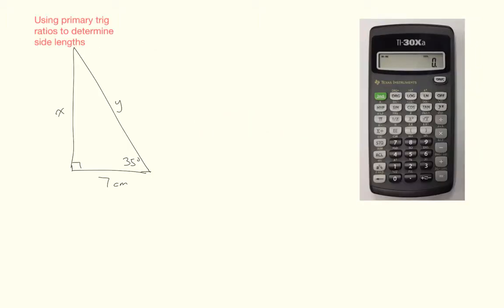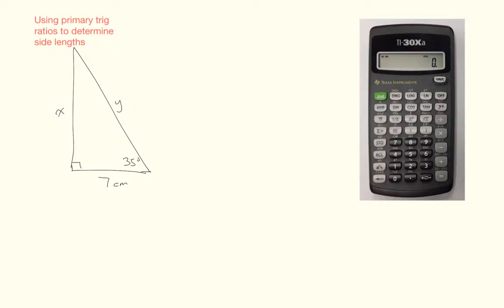So what I might be asked to do using trig would be to determine unknown side lengths. If I had this triangle, and I knew two things about it, actually I could probably solve for that angle pretty easily, but I do know for sure that this is 35 degrees, and I do know that this side is 7 centimeters long.